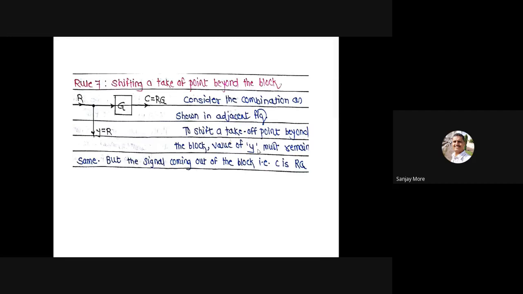Same block diagram. R summing point, Y is equal to R into G connected in series. Therefore, C, the output, is equal to R into G. Then to shift a takeoff point beyond the block, the value of Y must remain the same, but the signal coming out of the block, that is C, is equal to RG.